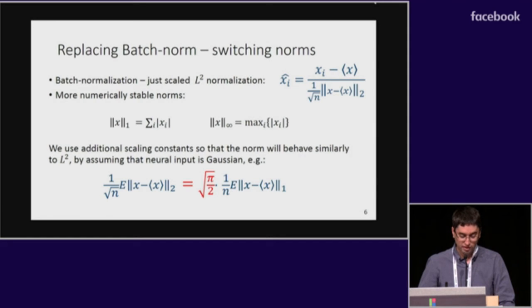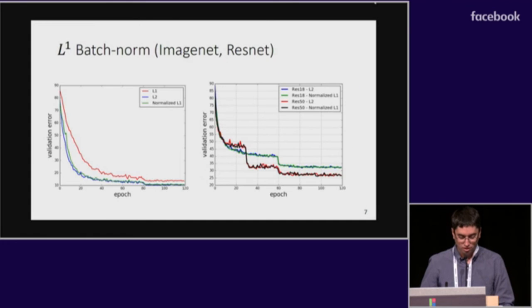Thus, for example, to use the L1 norm, we need to scale it by square root of pi over 2, which is approximately 1.25. We additionally checked and verified empirically that this is the optimal scale needed. Surprisingly, this small constant makes a large difference. We can see on the left that a scaled L1 normalization, marked in green, allows us to use L1 as a drop-in substitute to regular batch norm without any additional modification. On the right, we can see that this leads to the same performance as batch norm on common models of ResNet 18 and ResNet 50 over ImageNet, allowing faster computation and smaller memory footprint.